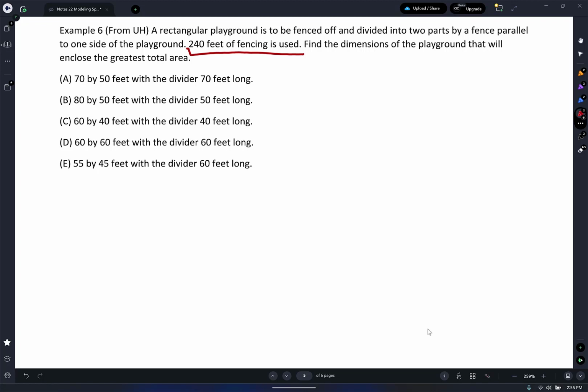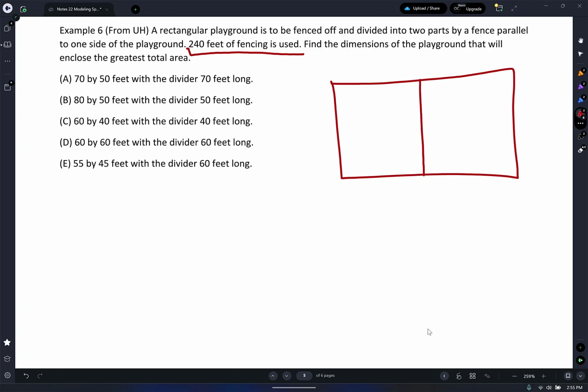So first, make a model. It doesn't matter how you make it. I'm going to make my model here like that. Next, do you want your divider horizontal or vertical? It does not matter. You'll get the same answer. You'll just have your dimensions switch. Vertical? Okay, so I'm going to make my divider vertical. Bam, there it is.